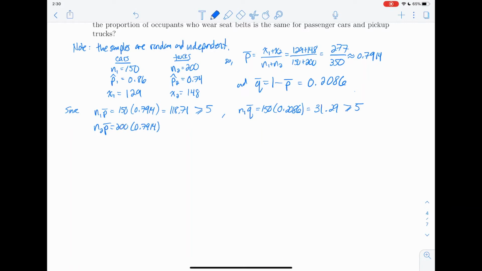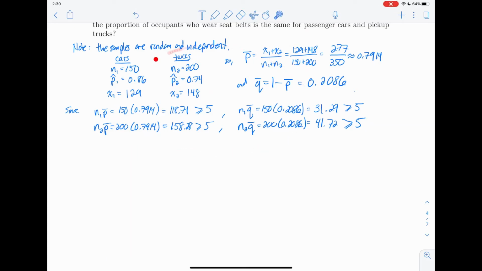Not 250, 200. That product will give 158.28, greater than or equal to 5. And lastly, n2 q bar is 200 times 0.2086, which will give 41.72, which is, of course, greater than or equal to 5.